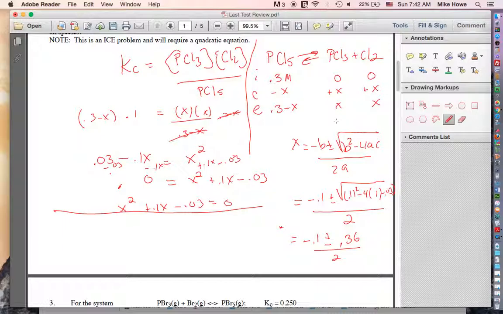Then we're going to divide that by 2. So x equals 0.13. So that means up here, x is 0.13. The PCl3 at equilibrium would be 0.13. The Cl2 is going to be 0.13. And then this is 0.3 minus 0.13, which would be 0.17. And those are the answers. So 0.17, 0.13, and 0.13 would be the equilibrium concentrations respectively of the PCl5 and the PCl3 and the Cl2.